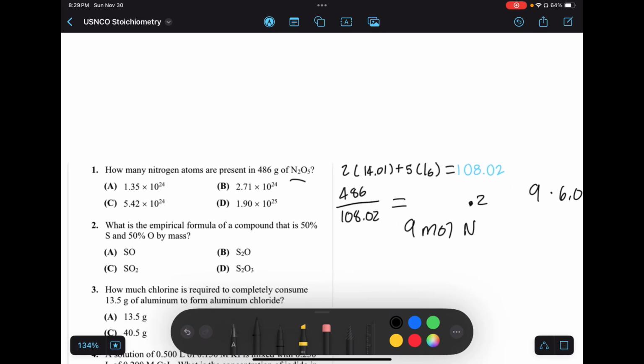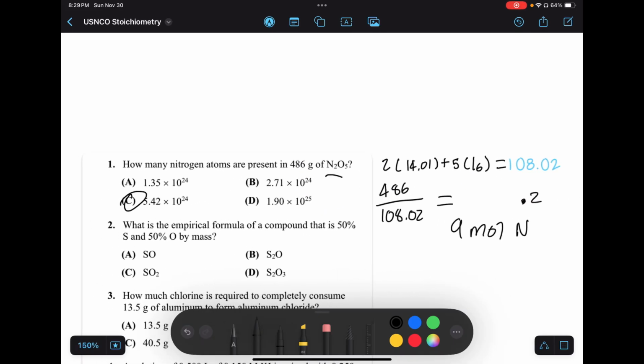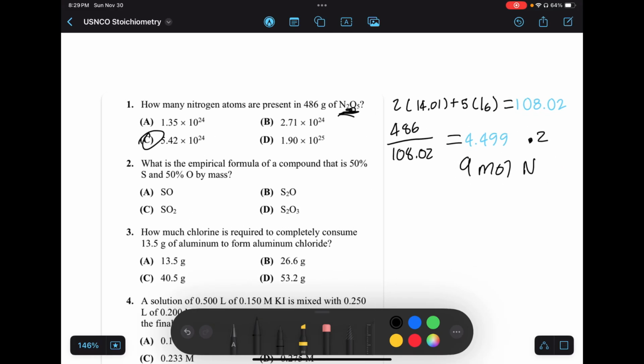Now you want to make sure that you don't make the mistake of thinking that it's just the amount of moles in this. Remember when I was first doing this, I made that mistake. But remember, the subscripts are the amount of moles of the individual atoms.